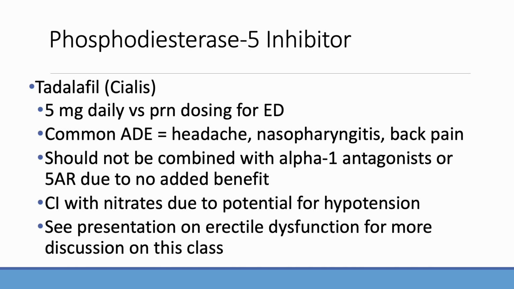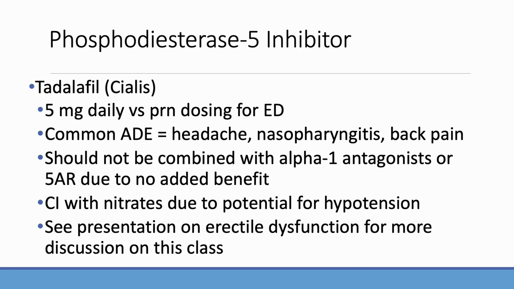And then finally, we have the phosphodiesterase 5 inhibitors, or the PDE5 inhibitors. So these are also used in erectile dysfunction, but the dosing can be different. So this agent is tadalafil, which is Cialis. So the dosing is different because for the BPH, we'd actually use this agent daily versus erectile dysfunction. It's going to be more of an as-needed dosing.